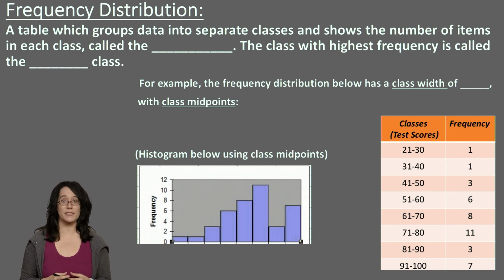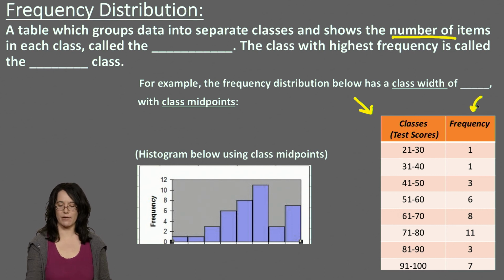When I say a frequency distribution, I'm talking about simply a table, kind of like you see on the slide here. It's a table in which you have your groups separated by what we call classes, and each class is going to have a certain number of discrete elements. Discrete means countable elements. It'll show the number of items in each class on the right side, and that will be called the frequency.